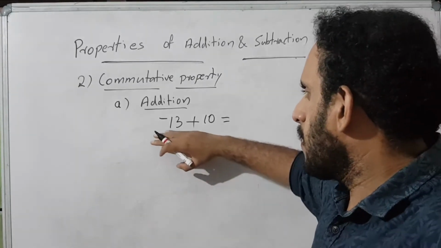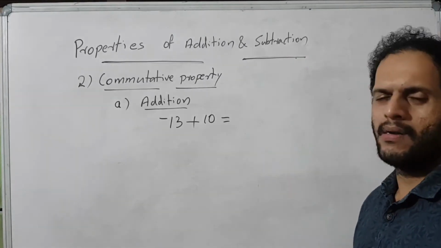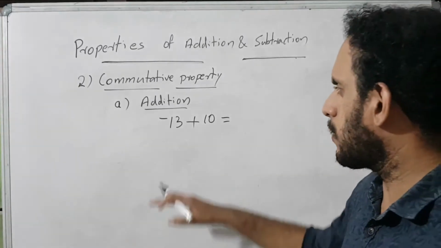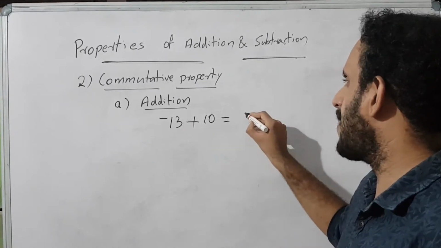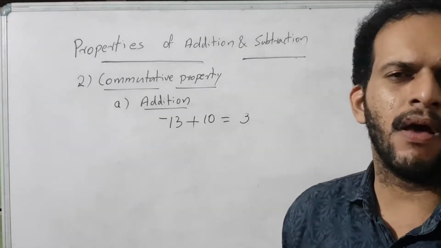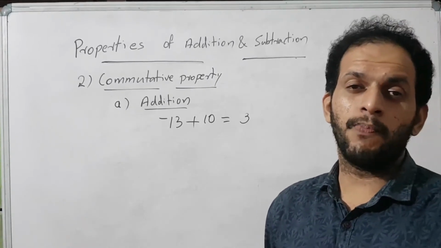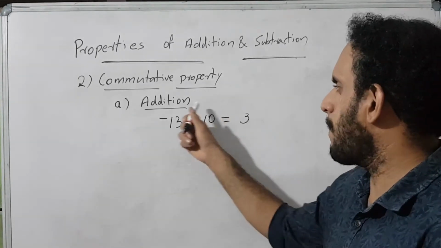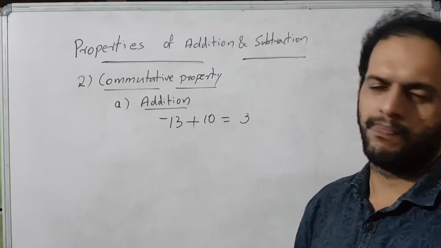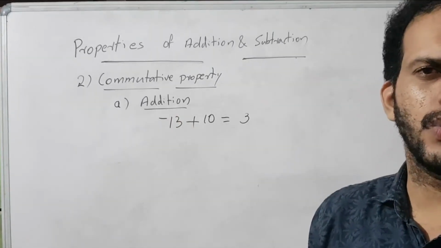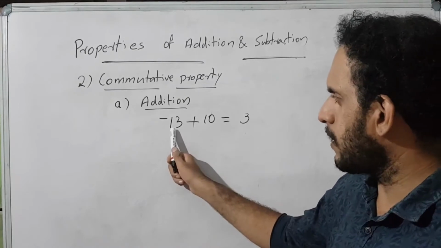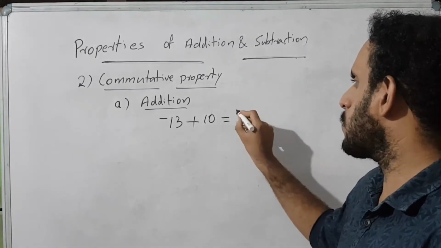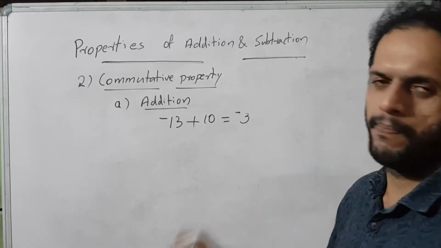Correct? Then what is here? The signs of 13 and 10 are not equal, they are different. So we subtract 10 from 13. Then what is the result of 13 minus 10? 13 minus 10 is equal to 3. Then what is the sign of 3? For the sign of 3, we want to assign the sign of the biggest number. Then what is the biggest number? 13 is the biggest one, correct? 13 is the bigger one. So we put the sign of 13. What is the sign of 13? The sign of 13 is minus. So what is the sign of 3? It is minus 3.